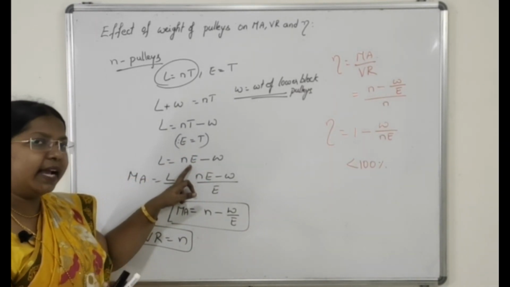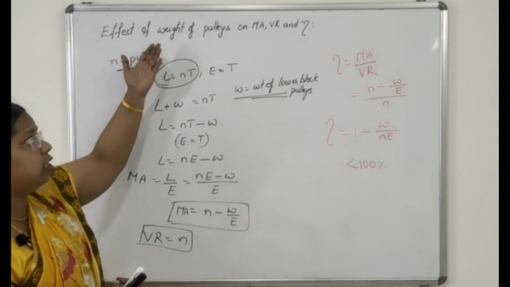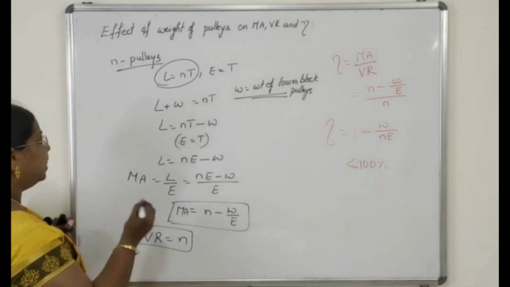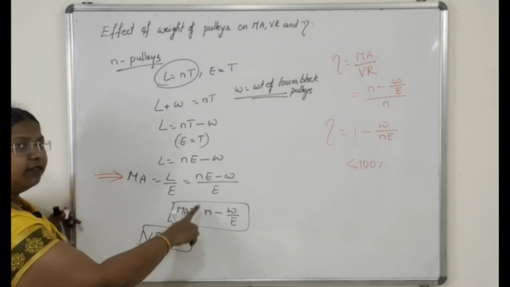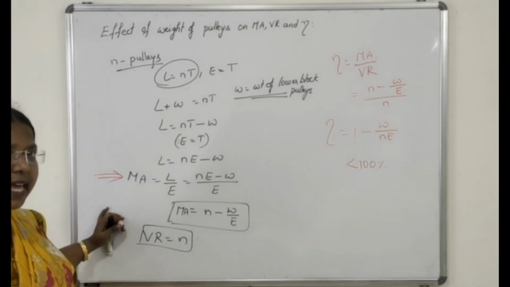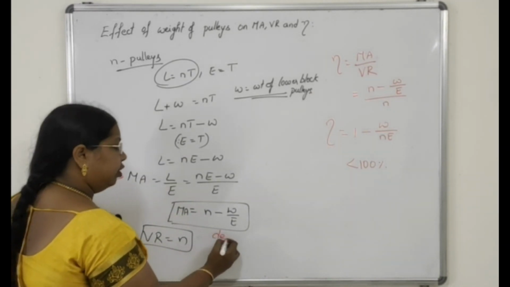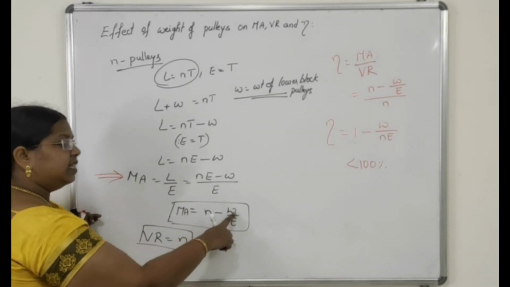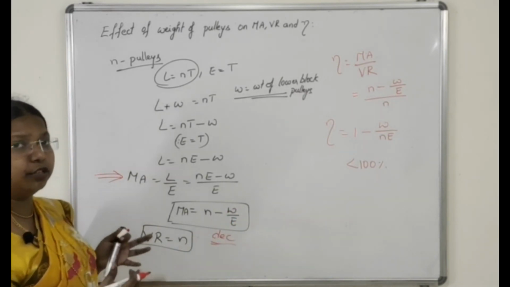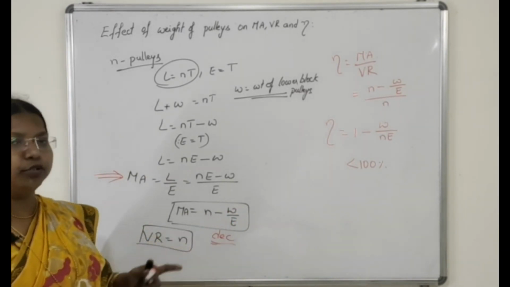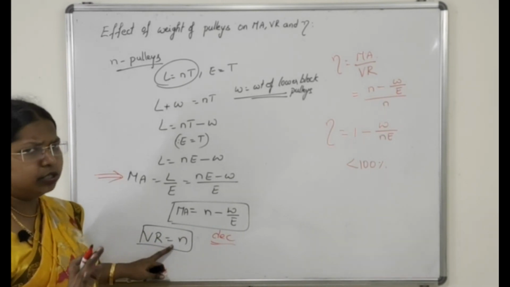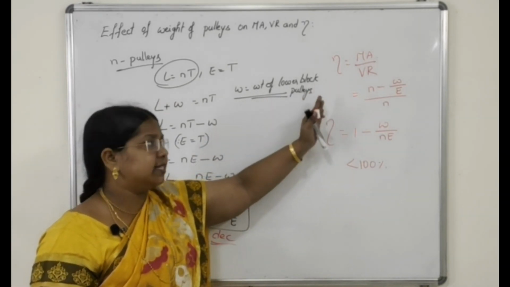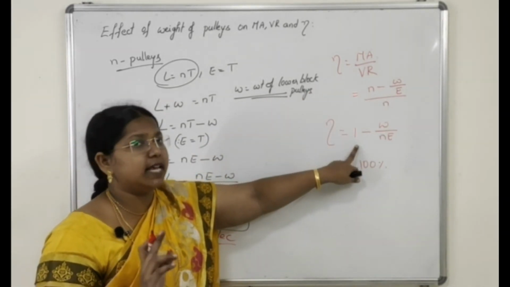Now let us calculate your mechanical advantage, the effect of weight on mechanical advantage. What happened to your mechanical advantage? It is not equal to the ideal value, it is less than that. As I told you, MA decreases below the ideal value. It is always less because of the weight of the pulley in the lower block and the effort used to lift it. Velocity ratio is not affected, so velocity ratio will be the same, n. And your efficiency is MA by VR; as MA was affected, efficiency is also less than 1.